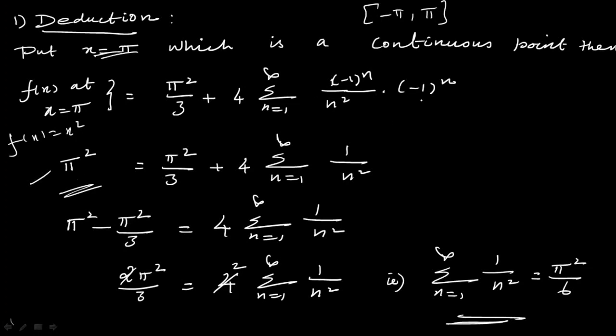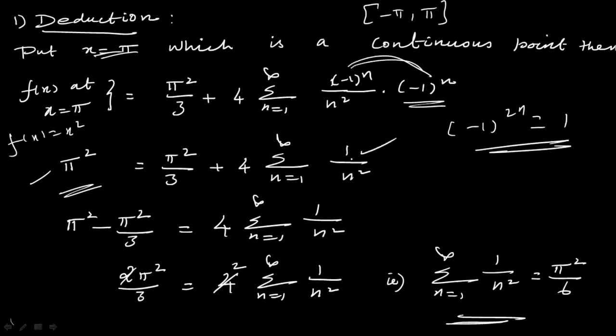So here x equal to pi means you have cos n x with minus 1 whole power n. Here minus 1 whole power 2n is plus 1, that's 1. Here minus 1 whole power n times minus 1 whole power n becomes 1. That's all. Keeping this summation on one side, take the remaining terms to the other side, and you get sigma 1 by n square equal to pi square by 6. Expanding this, you get 1 by 1 square plus 1 by 2 square plus 1 by 3 square and so on, equal to pi square by 6.